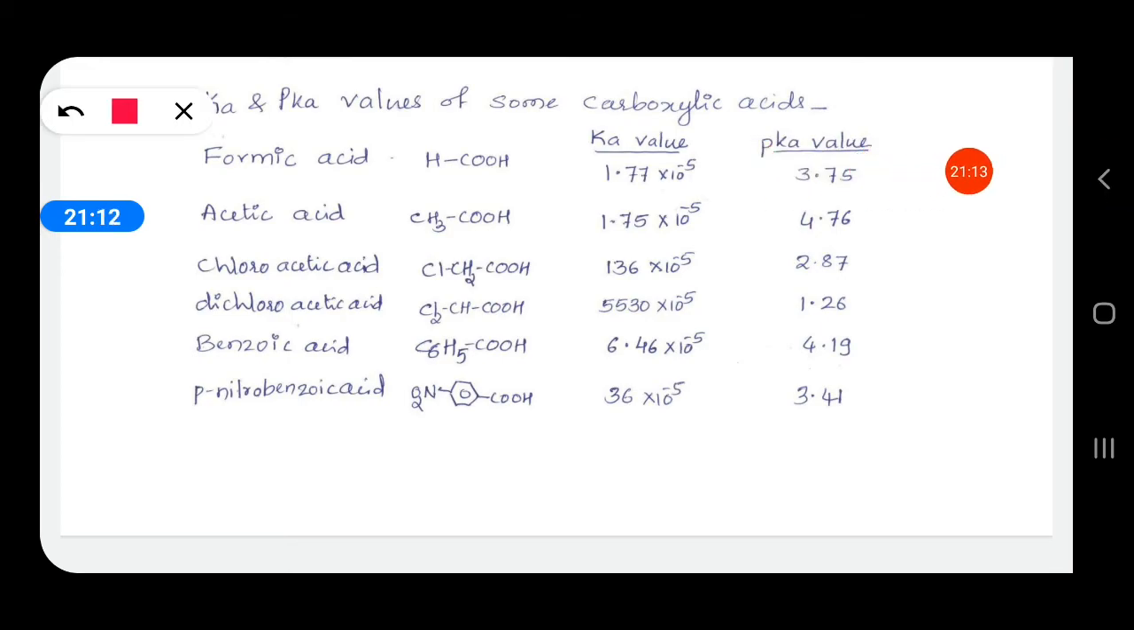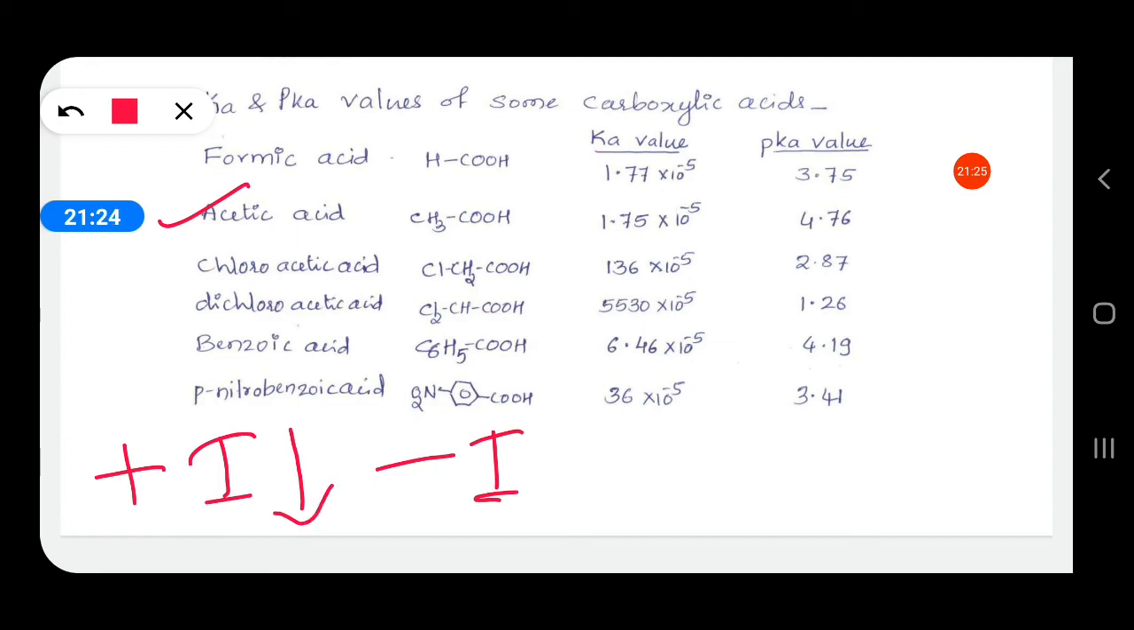So among these two, acetic acid exerts plus I effect. Chloroacetic acid exerts minus I effect. Plus I effect decreases the acidity of carboxylic acids. Minus I effect increases the acidity of carboxylic acids. So as the minus I groups increase, as in dichloroacetic acid, the negative inductive effect is increased, so the Ka value is also increased. It is 5530 into 10 raised to minus 5, and vice versa, pKa values decrease.